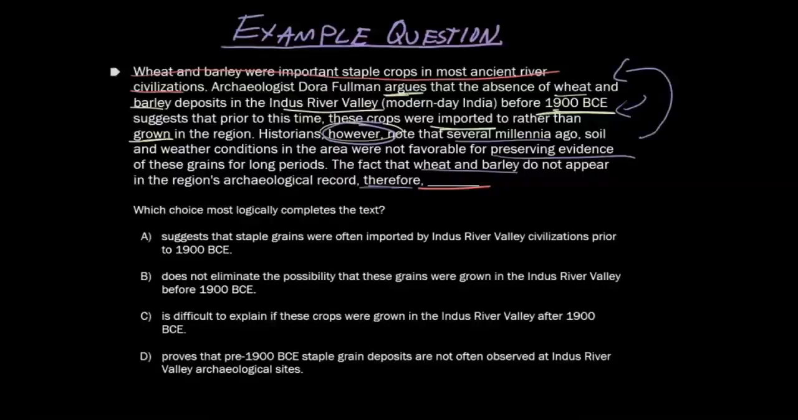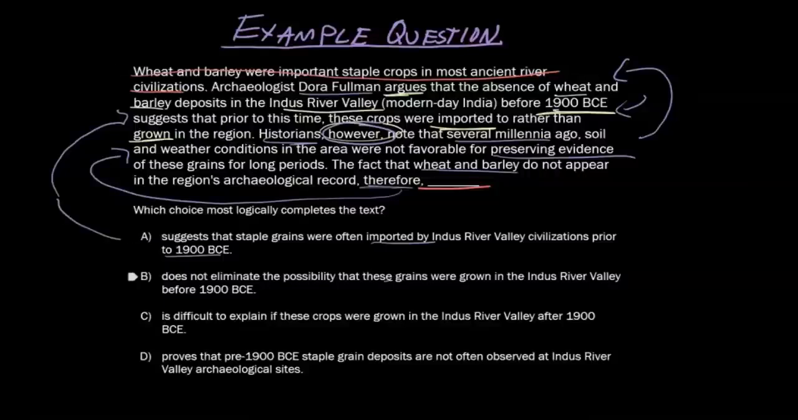Why? Because if soil and weather conditions couldn't preserve the evidence that there was wheat or barley, then how could archaeologist Dora Fullman know that there was wheat or barley or not? Right? So A suggests that staple grains were often imported by Indus River Valley civilizations prior to 1900 BC. No. This, therefore, is trying to prove the historians, however. A is trying to prove Dora Fullman's point here, right? Now B says does not eliminate the possibility that these grains were grown in the Indus River Valley before 1900 BCE. I would say this is the correct answer.